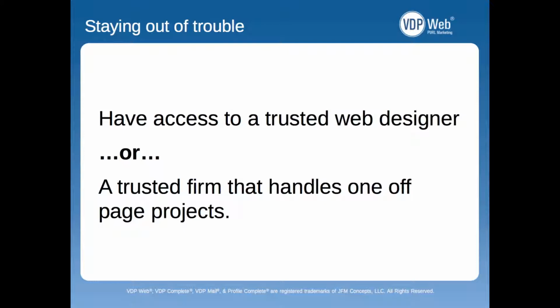So the number one thing that you can do to stay out of trouble is have access to a trusted web designer. Or if you don't have access to a trusted web designer, have a trusted firm that handles one-off page projects that you can call up and say, hey, we have this project, can you work on it? Can you help us? Can you look at this? Make sure that you can vet the project before you take a design and say yes to the client. Get the files together, get the general concept together, but before it's finalized and approved by the client, get it off to this trusted web developer or designer and have them look at it. They can flag potential issues before there's an expectation from the client that they'll get this as part of their product.